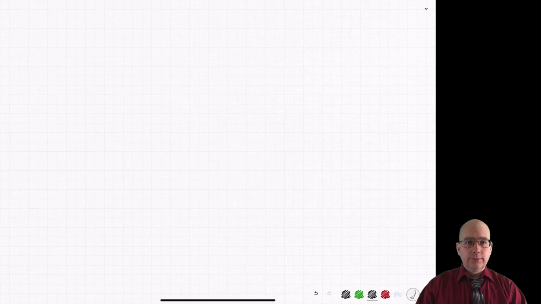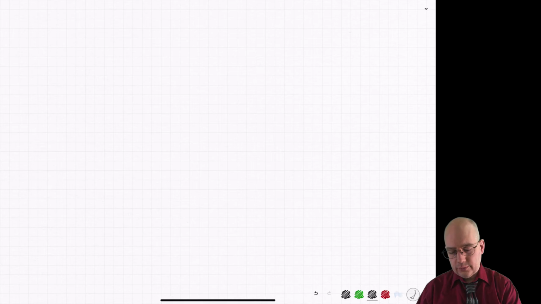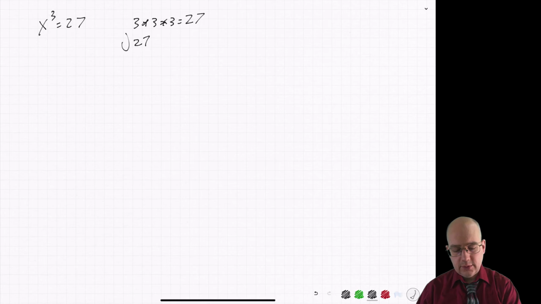Okay, let's talk about roots other than square roots. So, like a cube root. We want to solve x cubed equals 27. Well, I happen to know that 3 times 3 times 3 equals 27. So, the cube root of 27 equals 3.